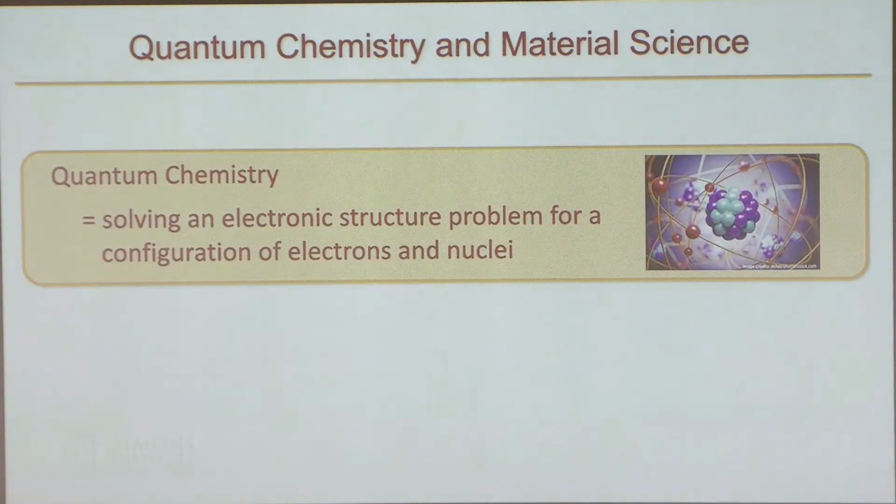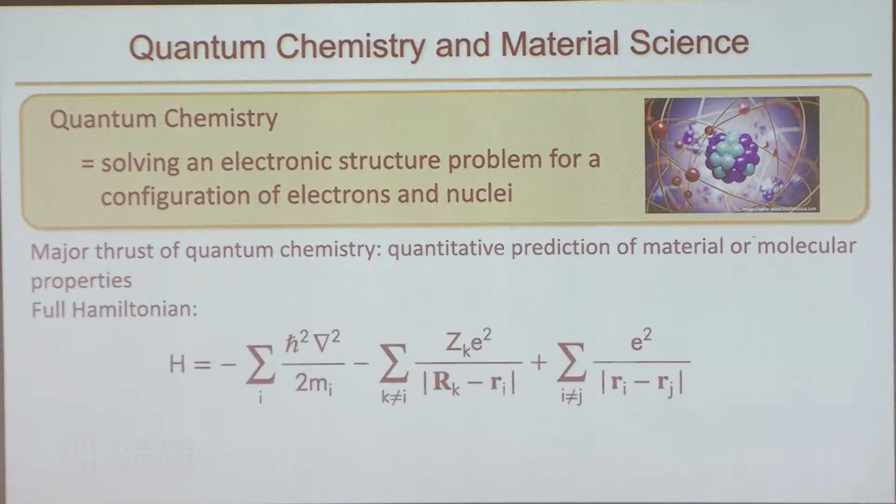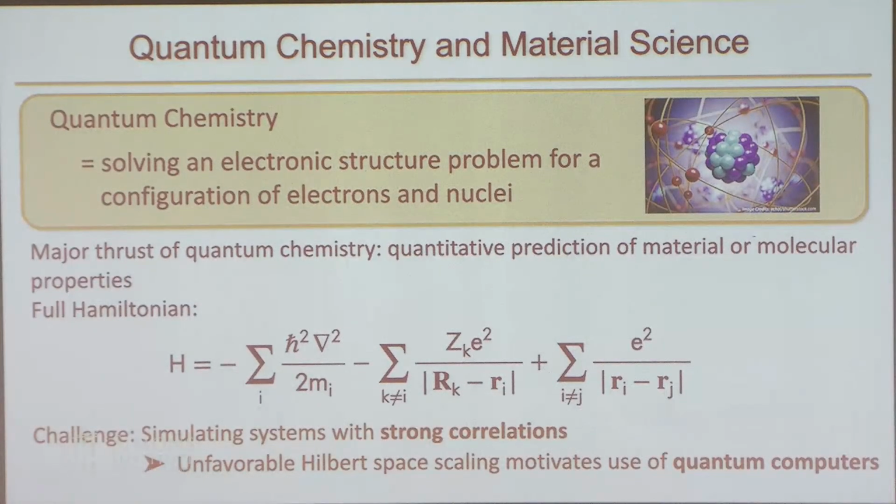Okay, so quantum chemistry means we solve an electronic structure problem for a configuration of electrons and nuclei. That typically means we have to have a Hamiltonian with the full Coulomb interactions, which is obviously hard in general. That's why the quantum chemists have been at it for a long time. But the question is, do we really need a quantum computer to solve this?